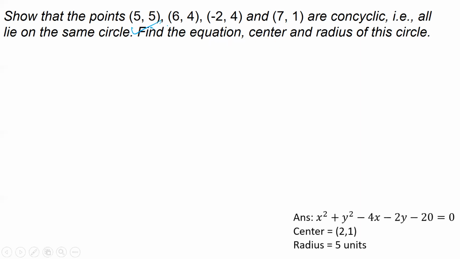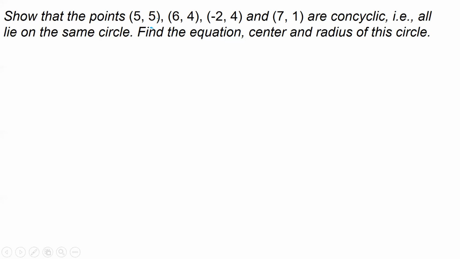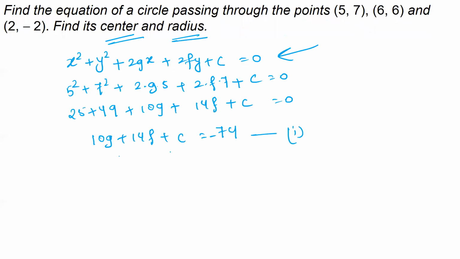So what we do is first find out the circle passing through these 3 points. Let's ignore the 4th point completely, because I can always find the equation of a circle passing through these 3 points using the previous method. Let's assume that our equation is x squared plus y squared plus 2gx plus 2fy plus c is equal to 0. And then, one after the other, I keep on plugging in the values 5,5, 6,4, and minus 2,4.